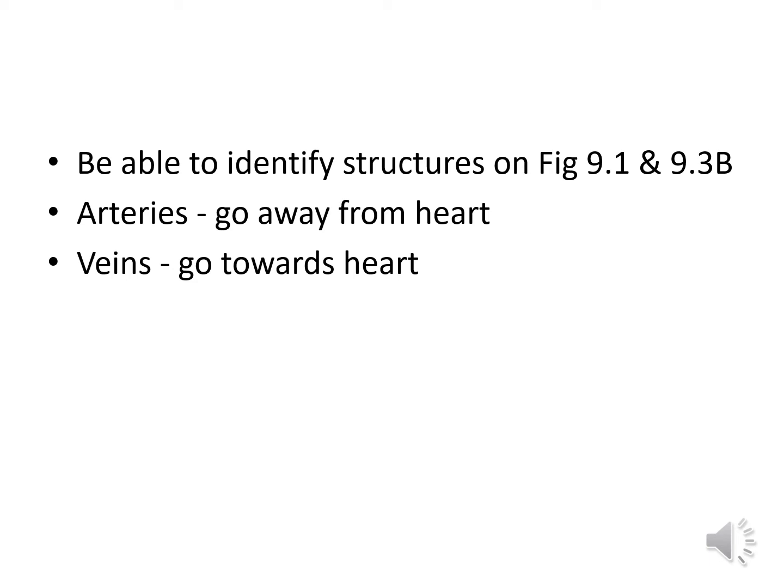We'll get to figure 9.3b. Don't forget from last week that arteries are going to go away from the heart. All of the arteries go away from the heart. Most of them are red because they're carrying oxygenated blood, but remember the pulmonary arteries were the exception to that. They were the blue ones. The veins always go towards the heart. Every last one of them goes towards the heart. Most of them are blue because they're carrying deoxygenated blood, but again, the pulmonary veins that we see again this week will be an exception to that.